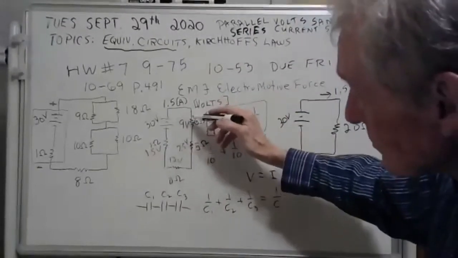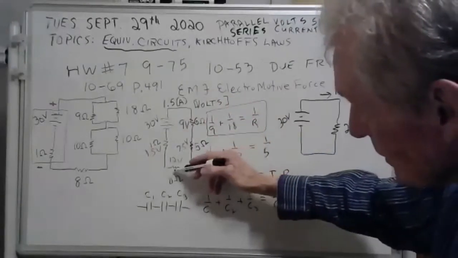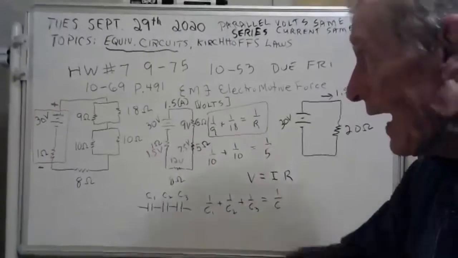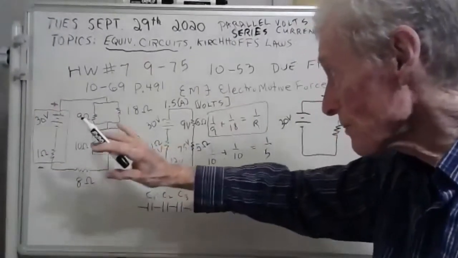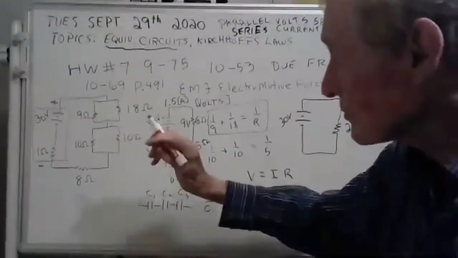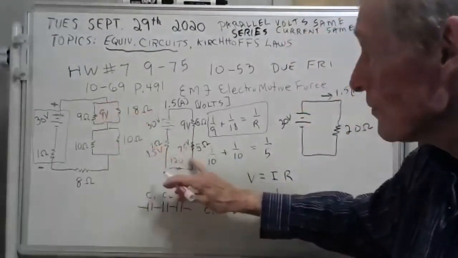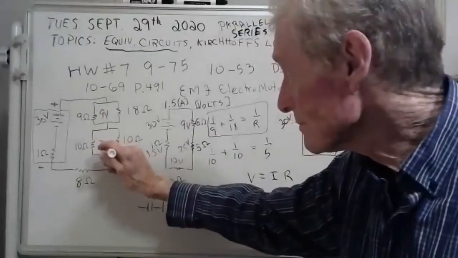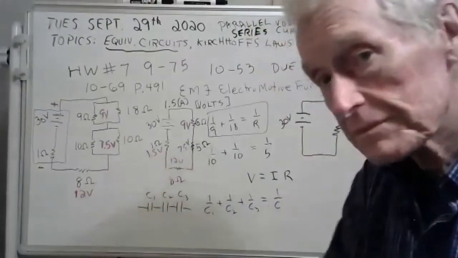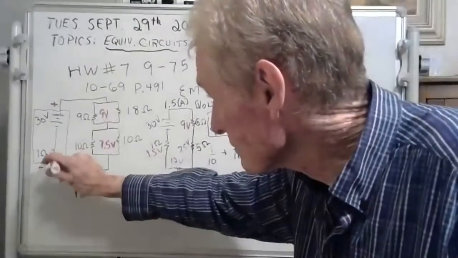See, these are in series, so the current is 1.5 amp in this one. It's 1.5 amps in this one. It's 1.5 amps in that one. It's 1.5 amps in that one. The current is the same. Ah, but these are parallel. The voltage is the same, and we know what it is. It's 9 volts. I like my voltage in red, so I'm going to put 9 volts here. And the volts here is 7.5 volts. And the volts here is 12 volts. And the voltage here is 1.5 volts.